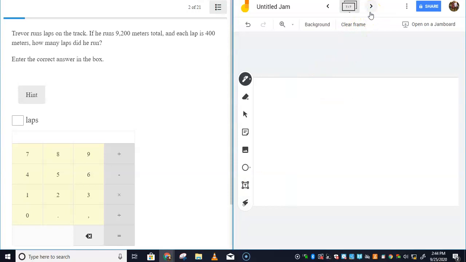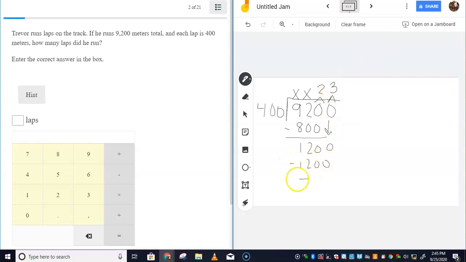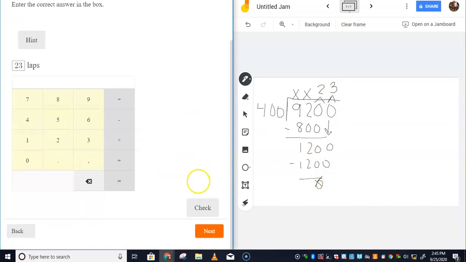Trevor runs laps on the track. If he runs 9,200 meters total, each lap is 400 meters. How many laps did he run? So we're going to set our problem up just like this. 9,200 divided by 400. 400 does not fit into 9. It does not fit into 92, but it fits into 920 twice, because 400 times 2 is 800. And that gives us 120, and we bring down our 0. 400 goes into 1,200 3 times, because 400 times 3 is 1,200. So we get 23 laps over here.